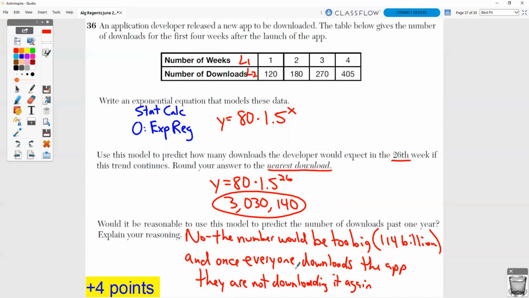Once everybody downloads the app, they're not downloading it again. All right. So 114 billion is too big of a number. That's like more than the number of people on all planet Earth. So that doesn't make any sense. Points wise, 1 point for the equation, 1 point for the 3 million, 1 point for the no, and 1 point for your explanation.